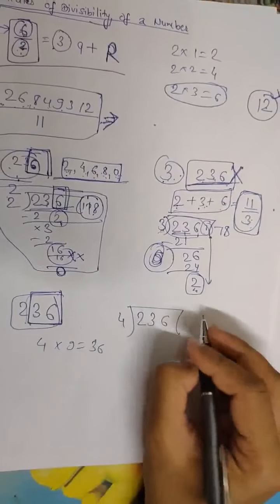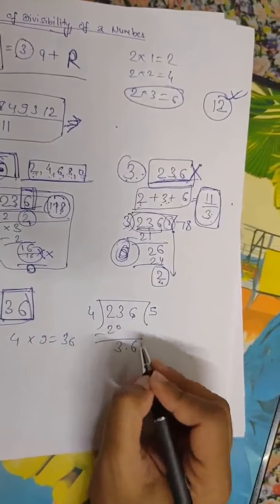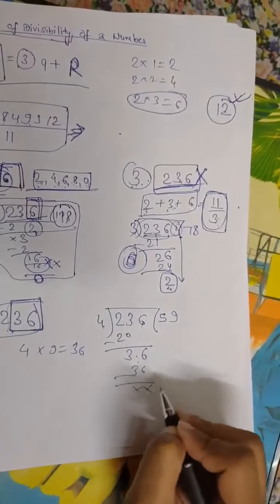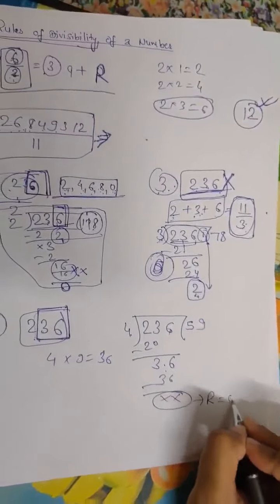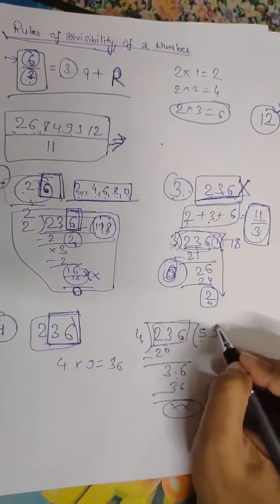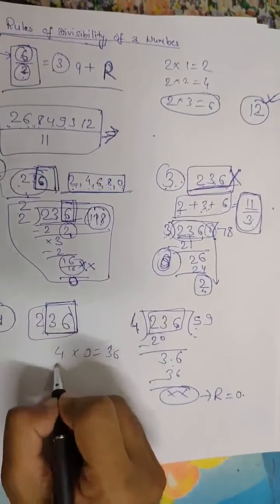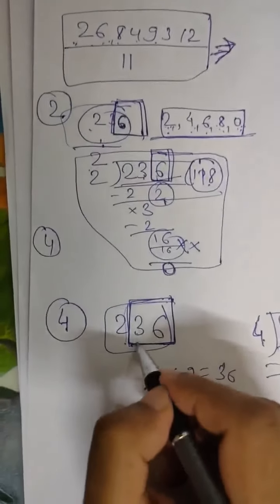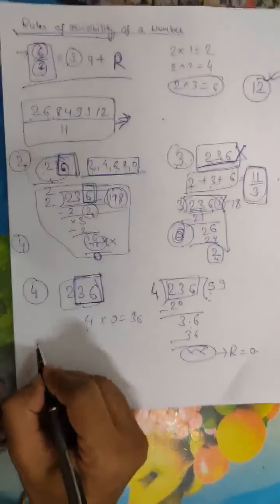4 5s are 20, 3 6. 4 9s are 36. So we see that yes, we haven't got any remainder here. The remainder is 0. That means this whole number is divisible by 4. That is proved. And the rule for divisibility for 4 is the last two digits of a number should be divisible by 4.